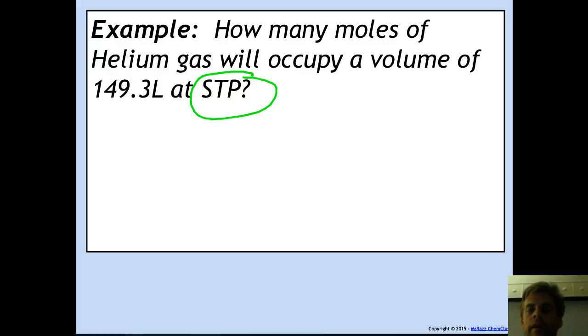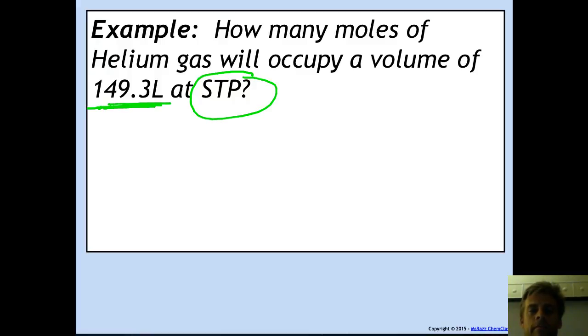All right. But now that we have seen that, we can again focus in on just treating this like every other conversion factor. Okay? So it's no different than molar mass. It's no different than the number of particles. I'm going to start with a certain known number here, 149.3 liters.